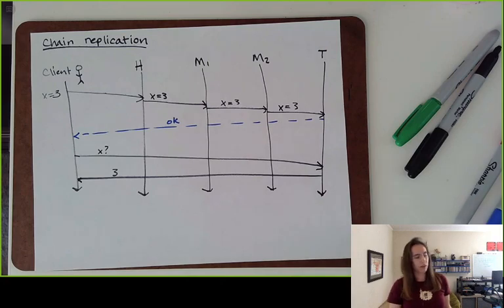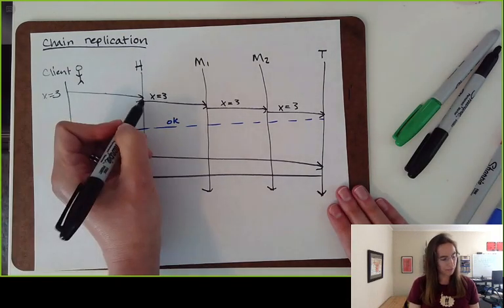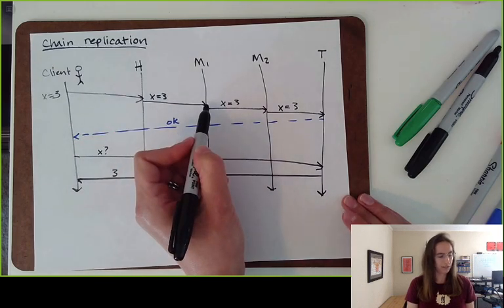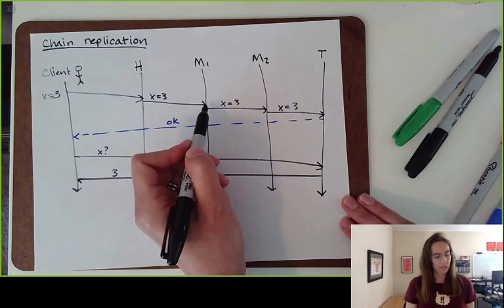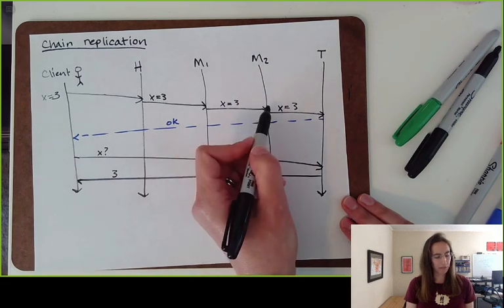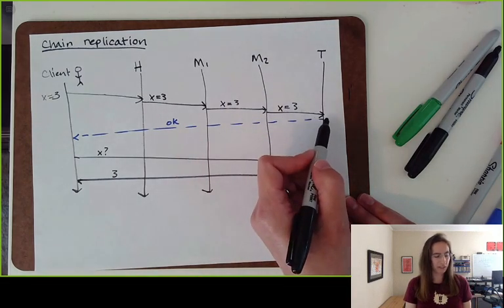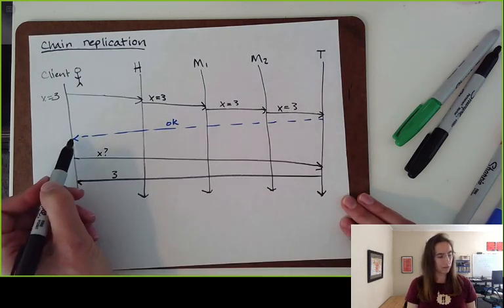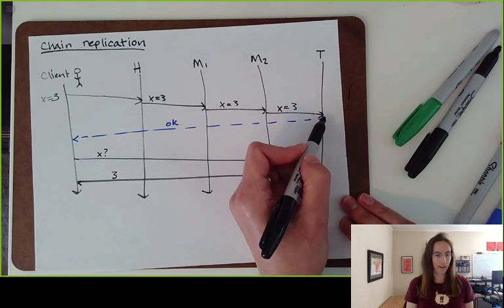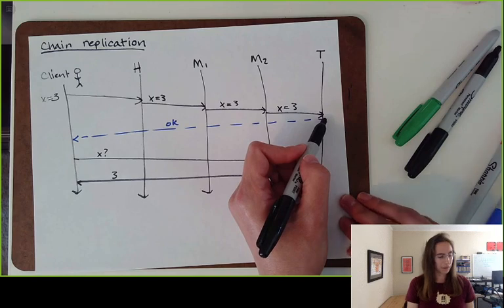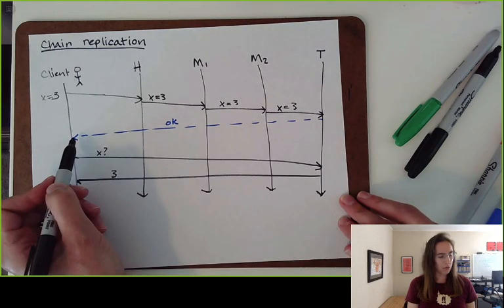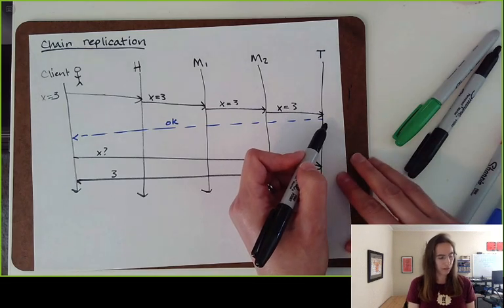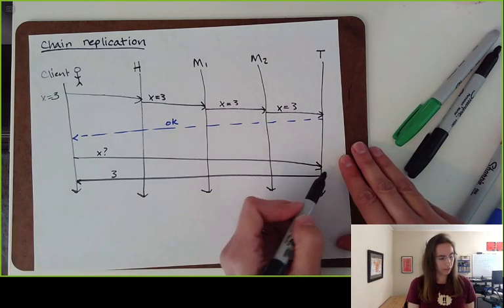So in chain replication, you write to the head. The head passes the write on to the next link in the chain. The next link of the chain keeps passing it on, and so on until you get to the tail, and then the tail acknowledges the write to the client. So when the client gets that acknowledgement, since it's getting that ACK from the tail, it knows that the write got to everybody. So then, reads can go to the tail.